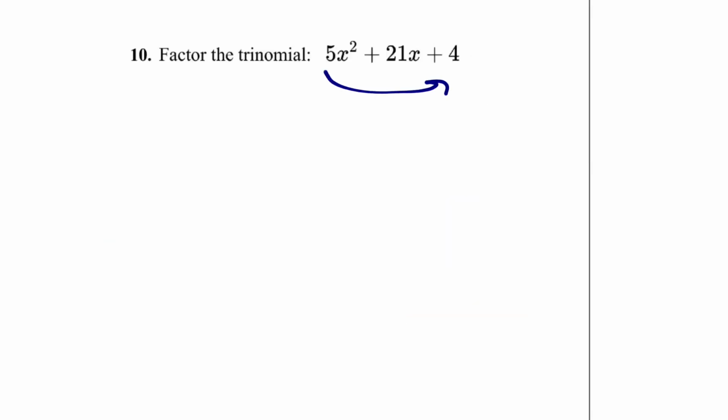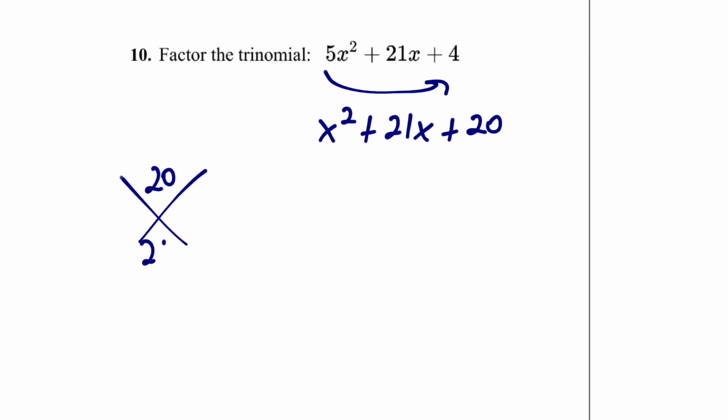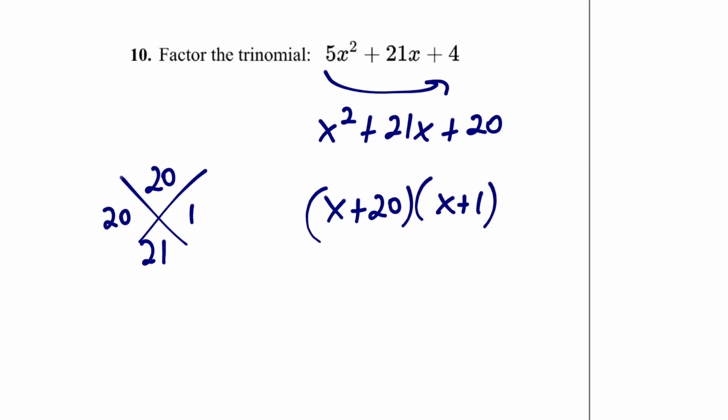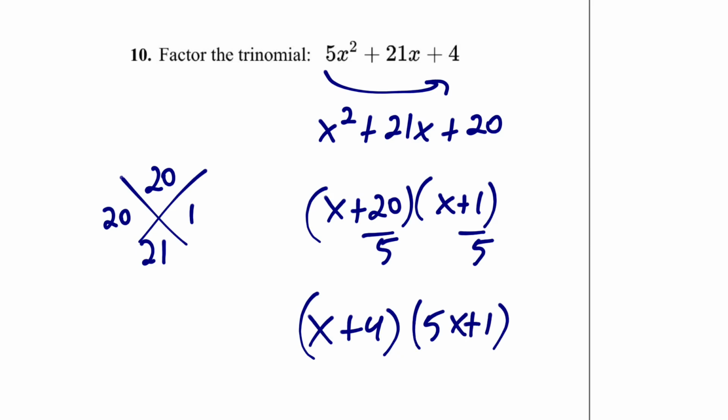Slide and divide, I slide the 5 over here, so I have x squared plus 21x plus 20. This means 20 on top, 21 on bottom, so the factors are 20 and 1. X plus 20 times x plus 1, and I divide by the 5 from the original. So this first factor is x plus 4, and the second factor is 5x plus 1. To avoid the decimal, I just scoot the 5 right there.